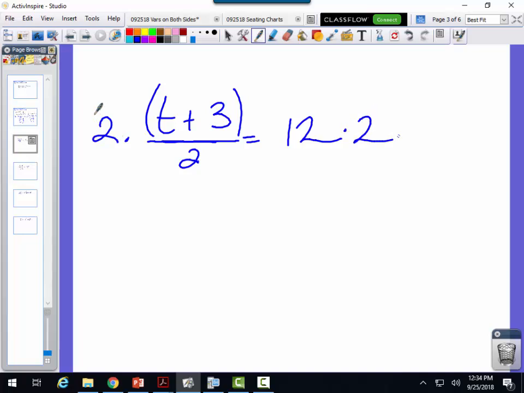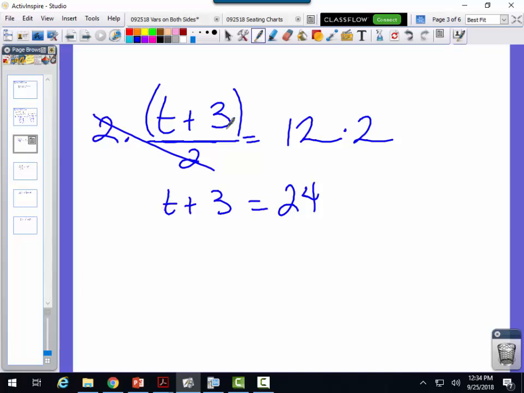So these 2's divide out, because this 2 is like in the numerator, because it's 2 over 1, and this 2 is in the denominator, so a 2 divided by 2 gives me 1. And I'm left with t plus 3 equals, and then on the other side, 12 times 2 gives me 24. Okay, and now I still have to solve for this t. I got to get the t by itself.